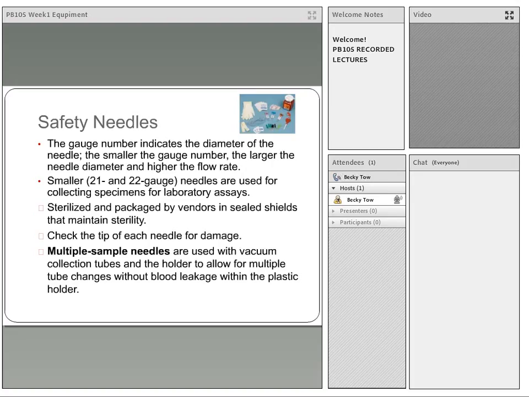The needles that are used in the ETS system, as I told you, have a needle on both ends, and inside the holder you can push tubes on. This gives us the ability to collect multiple tubes with one needle. This is a really nice benefit.